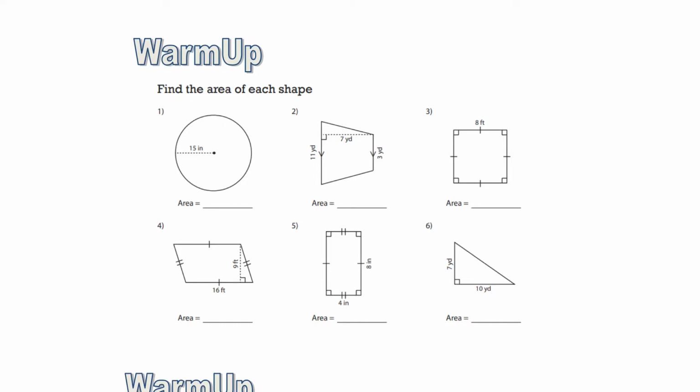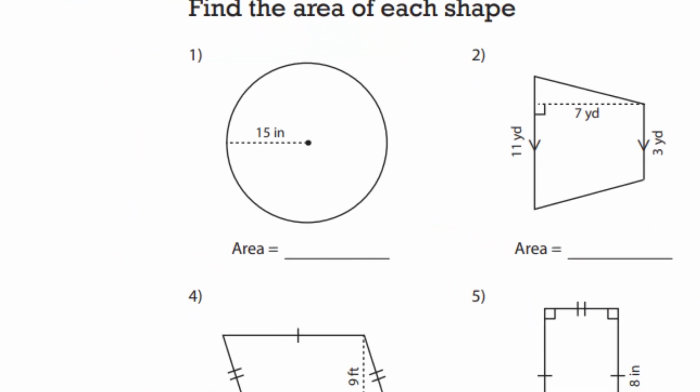Okay, so how do we find the area of a circle? Okay, pi r squared, which in this case is pi times 15 squared. And what does that give you? Okay, say it again.